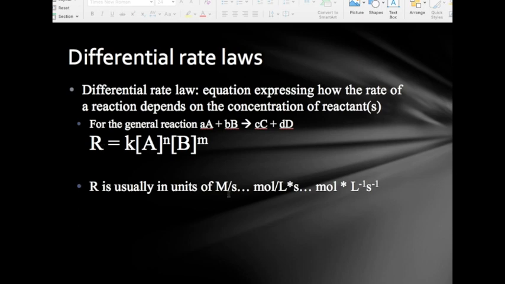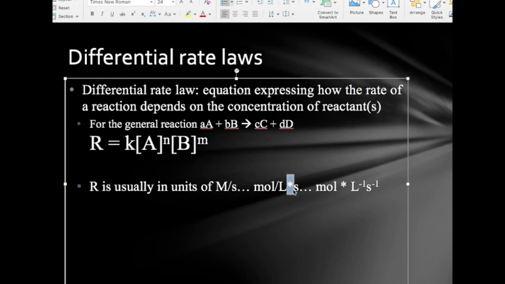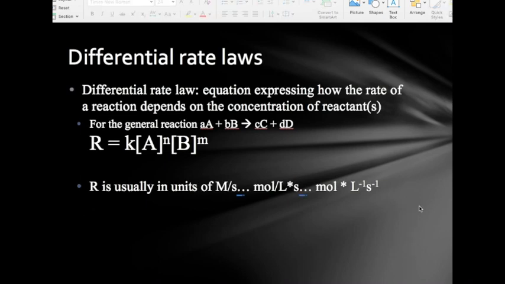Molarity per second, concentration change per time change. Molarity is moles per liter. So we can say moles per liter seconds, where liter and seconds are both on the bottom. Or we can rewrite that as moles times liters to the negative first times seconds to the negative first. My little asterisk here is my way of saying times.